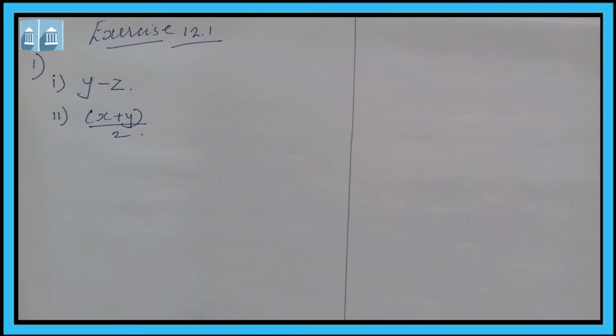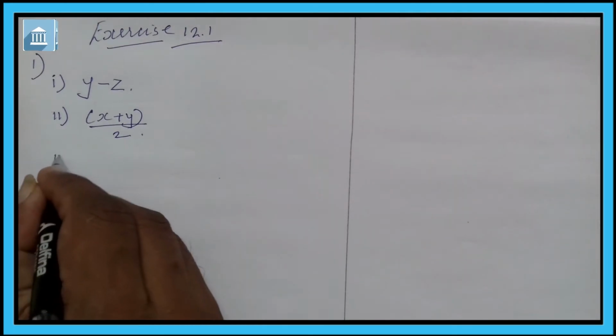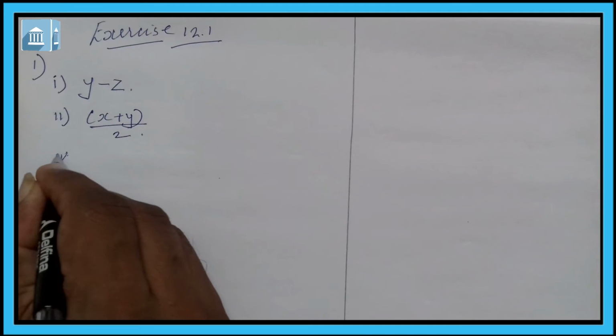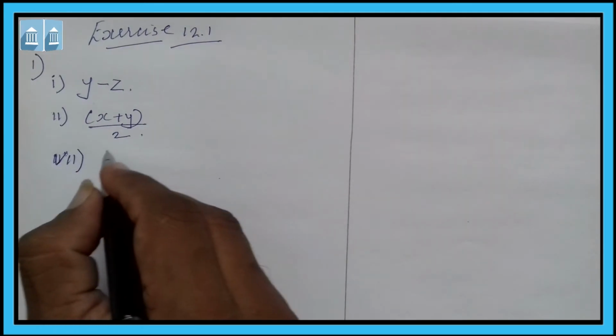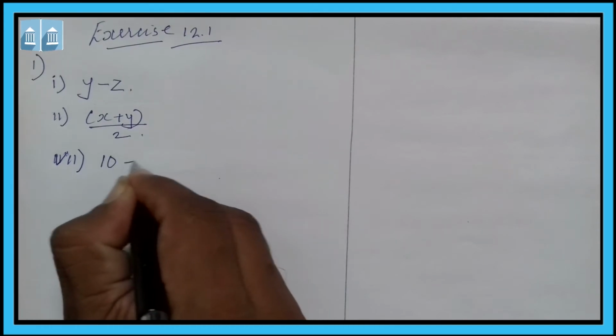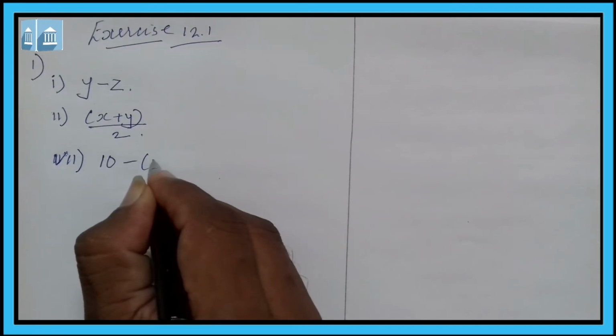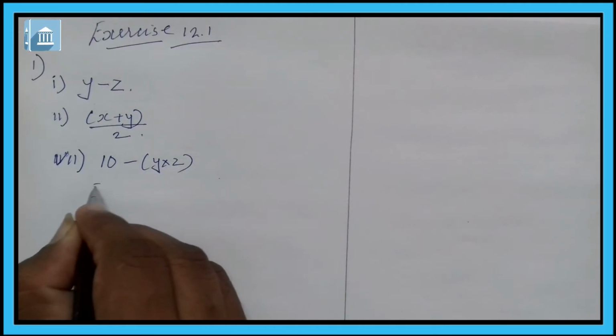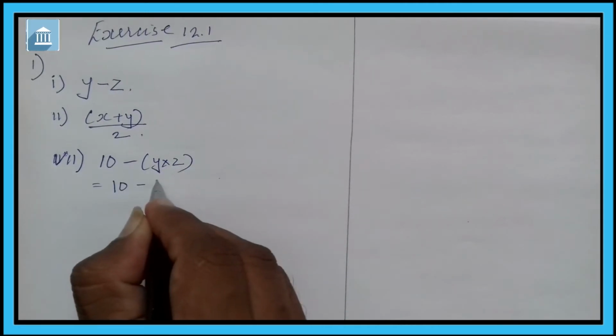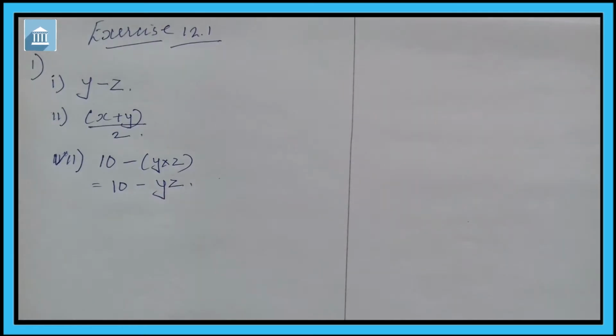Then let us do the seventh one, the product of number y and z subtracted from 10. The product of number y and z subtracted from 10 means first we have to write 10 and then the product of y and z means y into z. This will be equal to 10 minus yz.